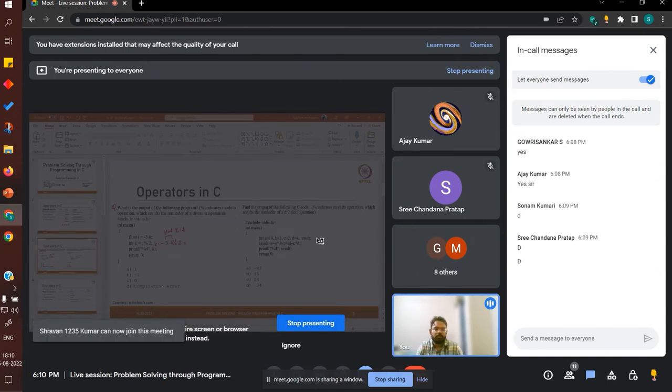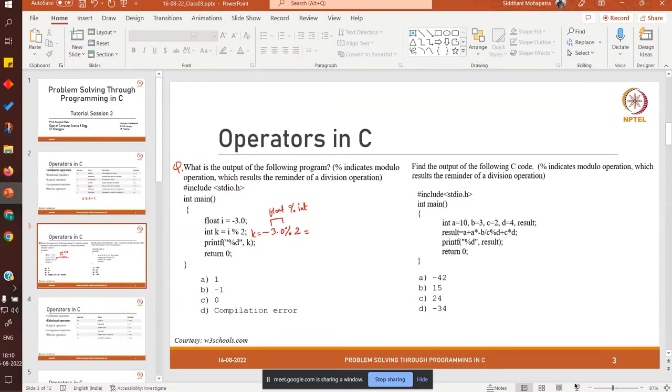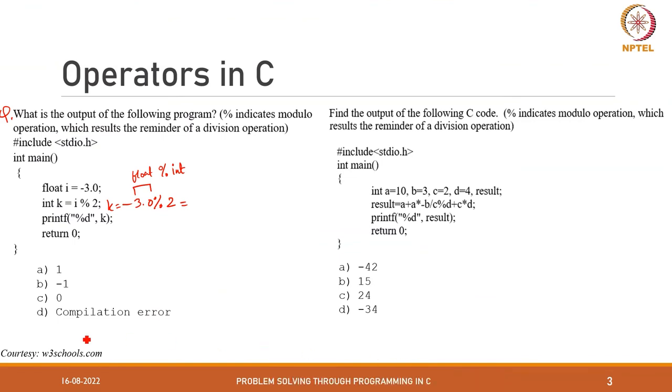Yeah, it should be D. Some of you have answered correctly. So the answer here will be option D. It will be a compilation error, because if you have watched the lecture, you might have seen that this modulo operation, which is this percentage symbol, can be done only between two ints. That is, between two integers only, and not between a float and an integer. So here, because we are trying to do a modulo operation between a float and an integer, this will result in a compilation error.